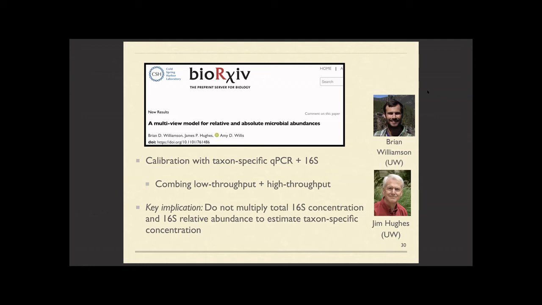But what we can do is calibrate the 16S data to our taxon-specific qPCR data using a model similar to the one that I discussed earlier. So I think of this as a way of using cheap and high throughput data like 16S, that has problems with the efficiencies with respect to which taxa are detected, with this more expensive, more labor intensive, low throughput, but higher quality technology of taxon-specific qPCR primers.